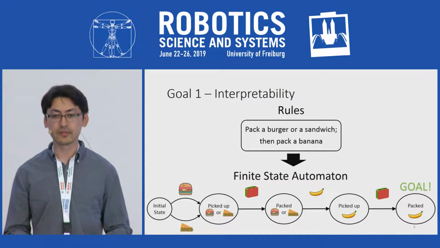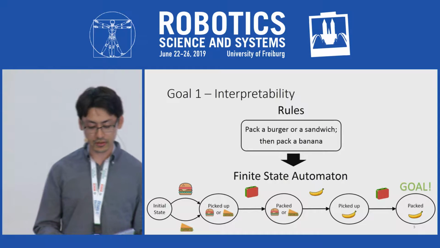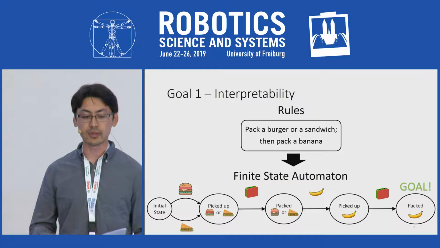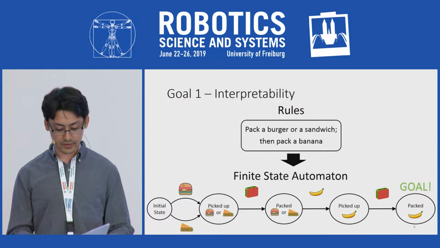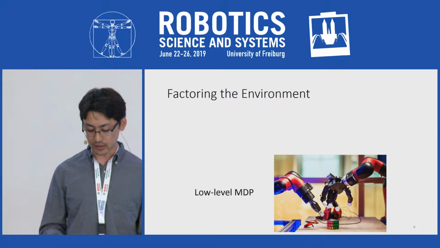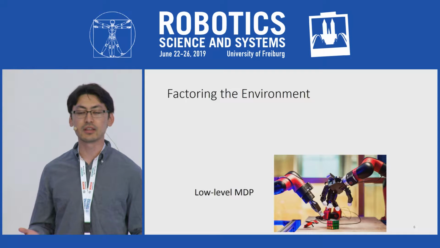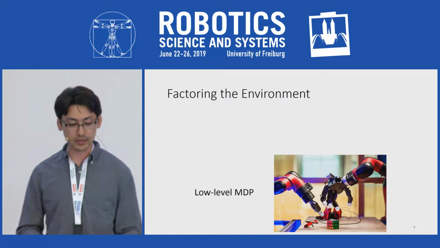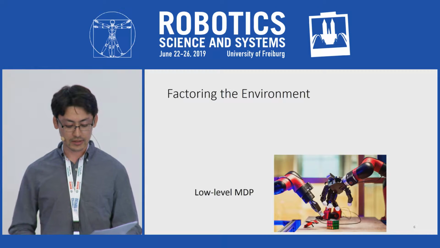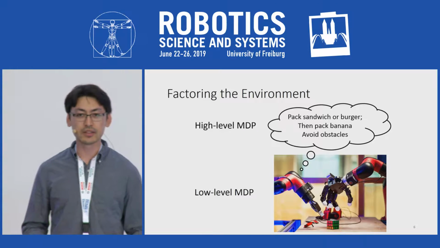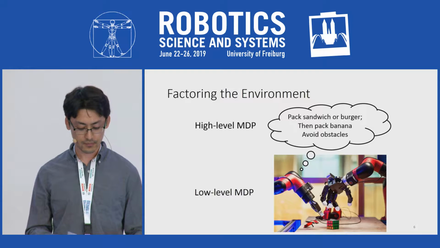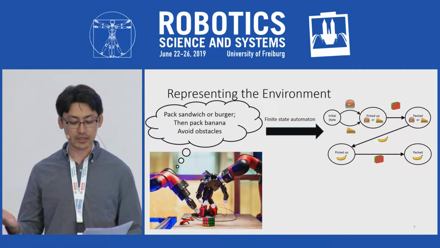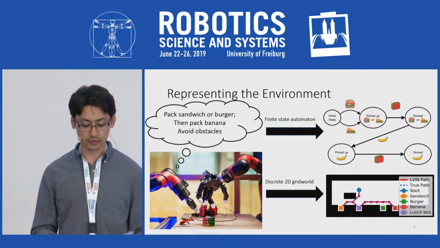We assume that the Markov decision process of the environment can be factored into a high-level MDP equivalent to this automaton and a normal low-level MDP. You can imagine that we have a reinforcement learning robot arm simulator with state x, y, theta, et cetera, and actions such as torques or commanded positions. We assume that there's also a high-level MDP that is equivalent to the FSA and which embodies the rules that the robot must follow. To reiterate, we represent the high level as a finite state automaton and the low level as a discrete 2D grid world.